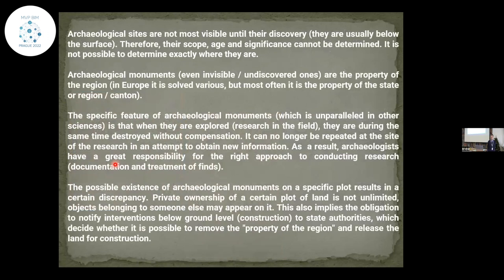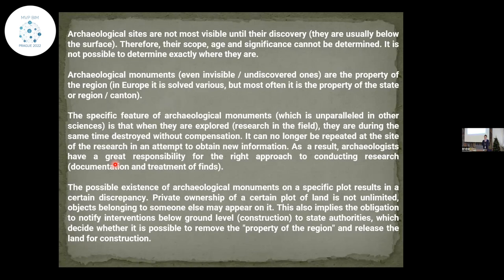Archaeological monuments, with the exception of the immovable ones, have one very strange characteristic: they are invisible. We have areas where very interesting archaeological finds could be, but they are not visible on the surface. That is a problem in establishing the area where these monuments are, their age, and so on. This is a big problem in the protection of these monuments: they are not visible, so it is difficult to protect them.